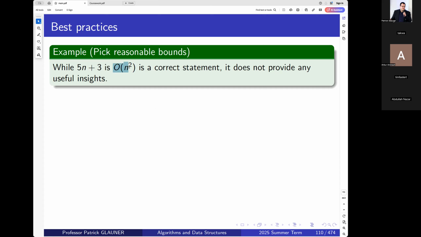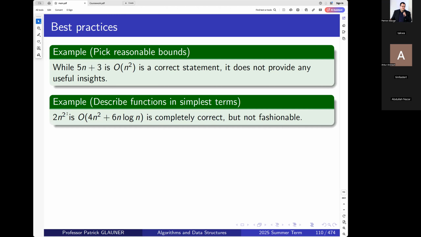You could obviously also pick an exponential boundary, but eventually we want to use this to compare algorithms. If we have different algorithms for the same computational problem, we want to compare them in terms of their O complexities, and we need to find reasonable bounds. And if you're asked in the exam to find boundaries, find reasonable ones and not just unnecessarily large ones, because they will not help us to compare these algorithms. You can also write stuff like, for example, 2n squared is O of 4n squared plus 6n log n.